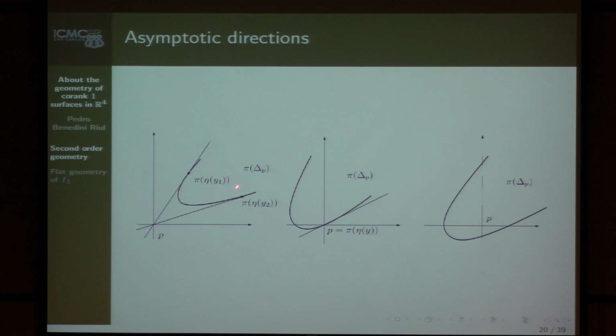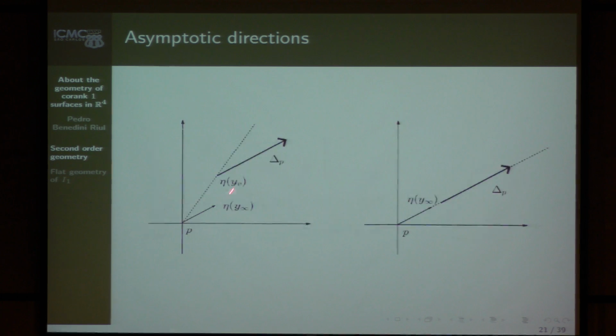When Δp is a non-degenerate parabola, we may have 2, 1, or 0 asymptotic directions, depending on the position of p. When p lies outside the curvature parabola, we have 2 asymptotic directions. When p is on the parabola, we have just 1. And when p lies inside the curvature parabola, we have no asymptotic directions.